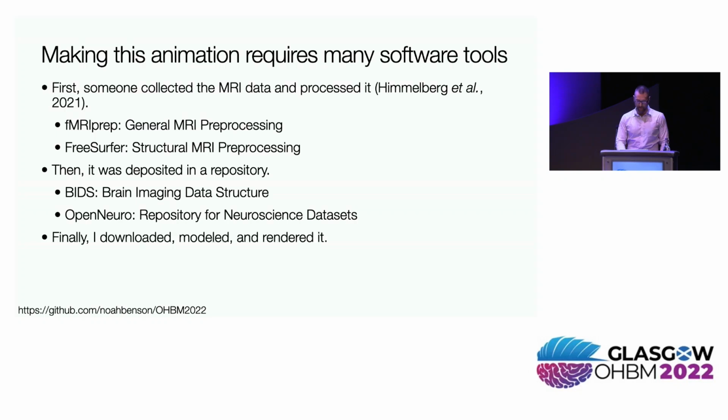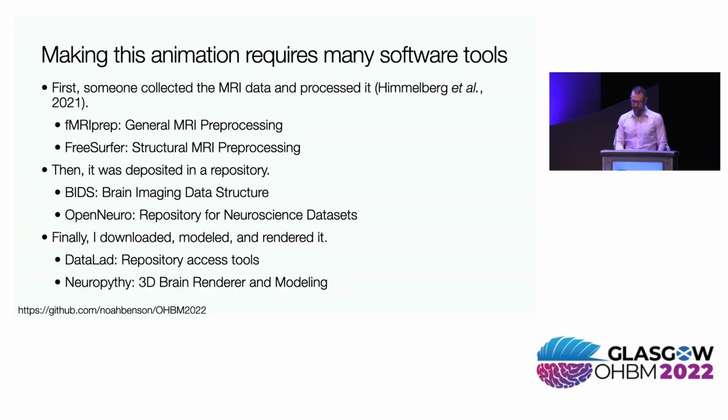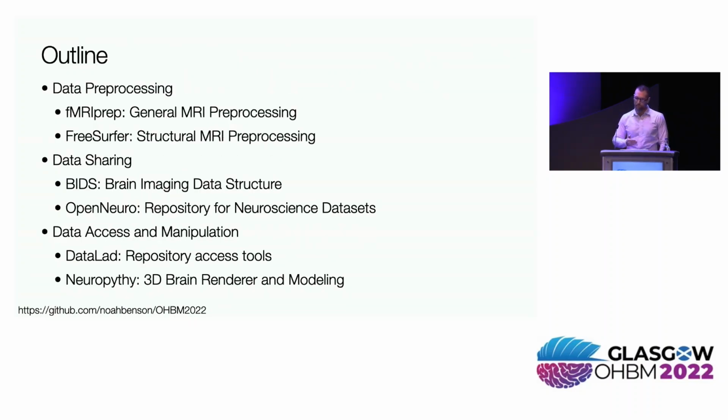Finally, I had to actually download the data, model it in order to calculate the cortical magnification, and render it as a bunch of movie frames. And for these steps, I used the repository access tool DataLad and my own Python library, neuropythy, for modeling and rendering the frames. These steps will basically form the outline for the remainder of my talk, during which I will step through these tools and provide an overview of each.